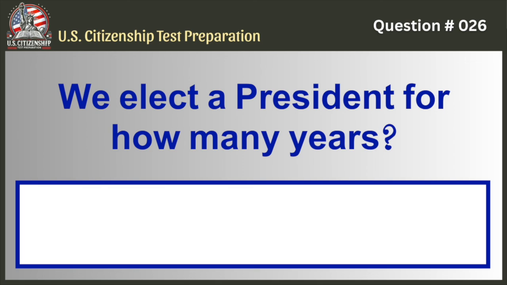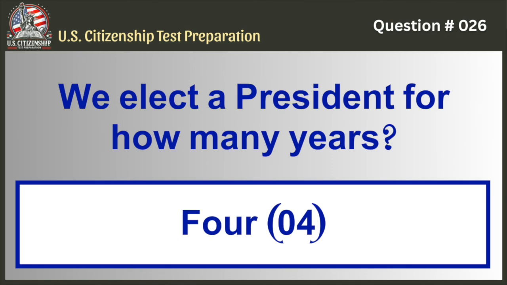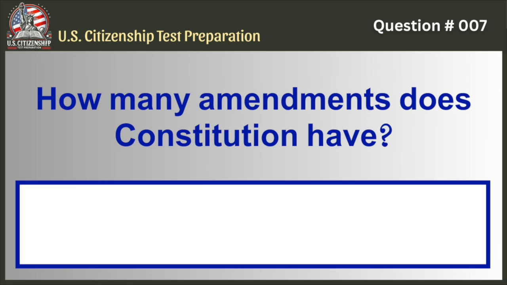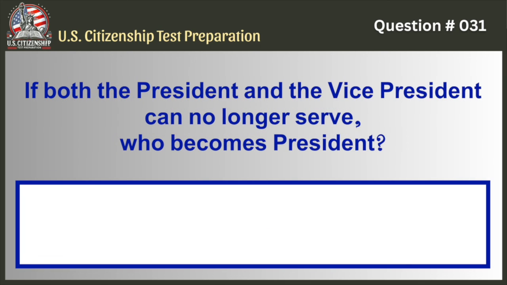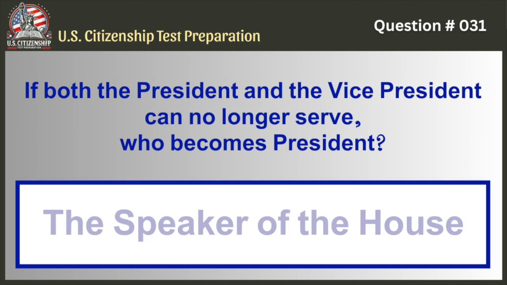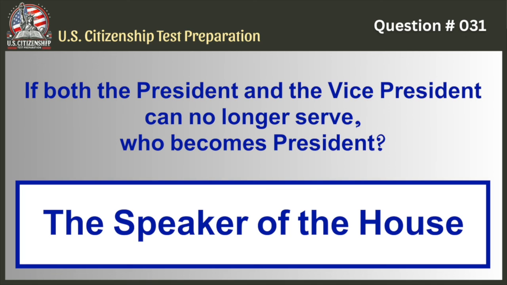We elect a president for how many years? 4. How many amendments does the Constitution have? 27. If both the president and the vice president can no longer serve, who becomes president? The Speaker of the House.